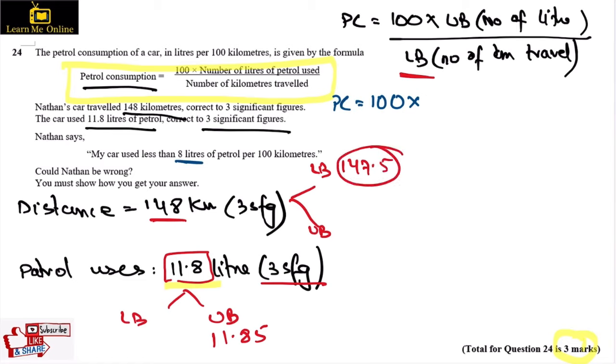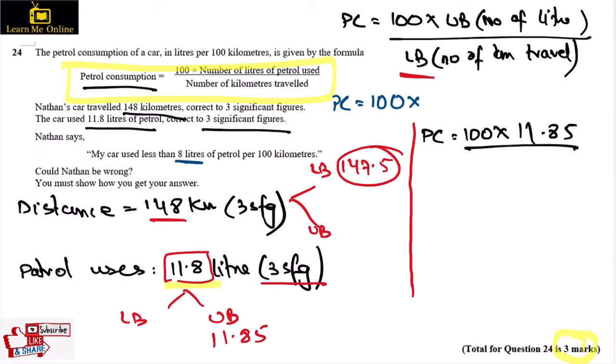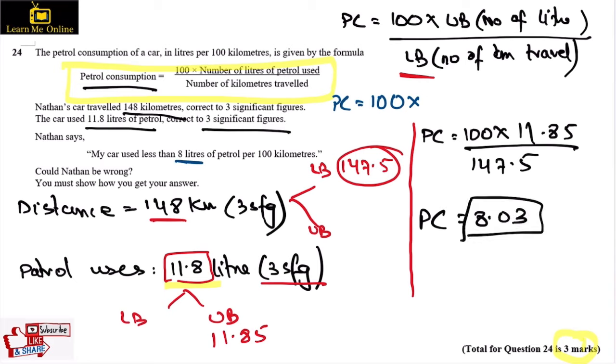I'm going to use the formula now to find out whether Nathan's claim is right or wrong. Petrol consumption is 100 times the upper bound of the petrol used, 11.85, divided by the lower bound of the distance traveled, which is 147.5. You type everything into the calculator and it gives 8.03. Clearly, it shows that it is possible that Nathan's car used more than 8 liters.